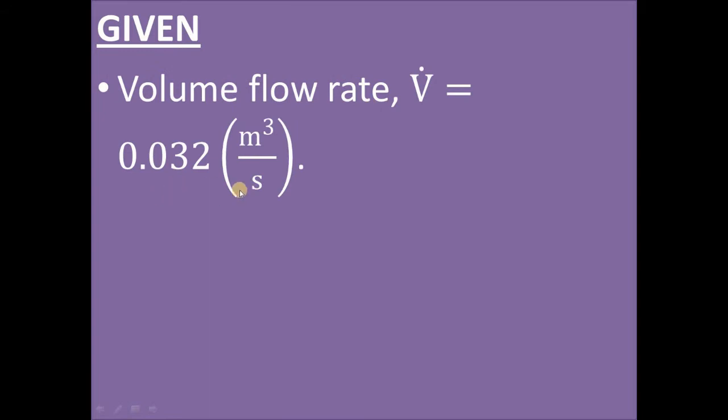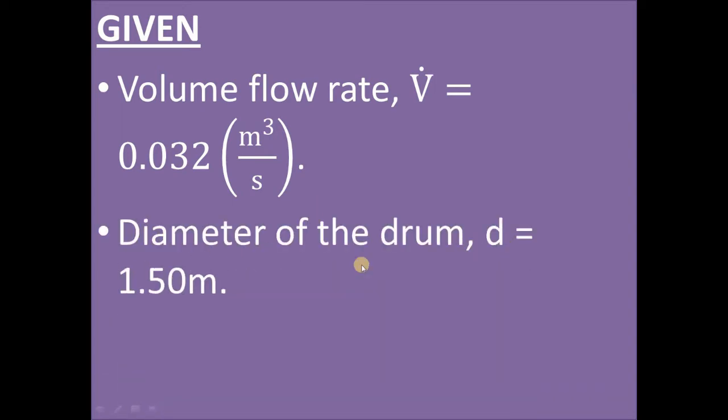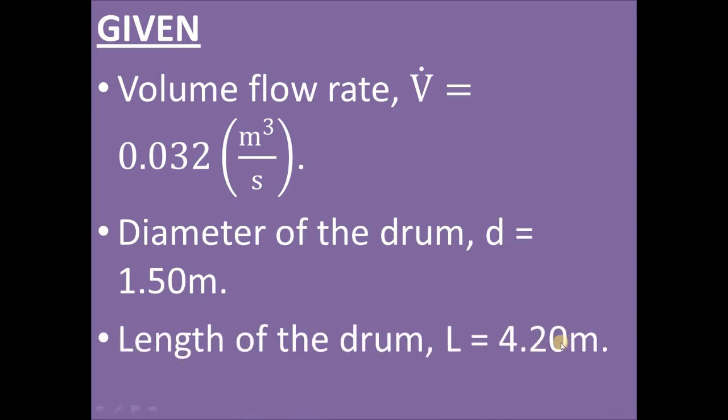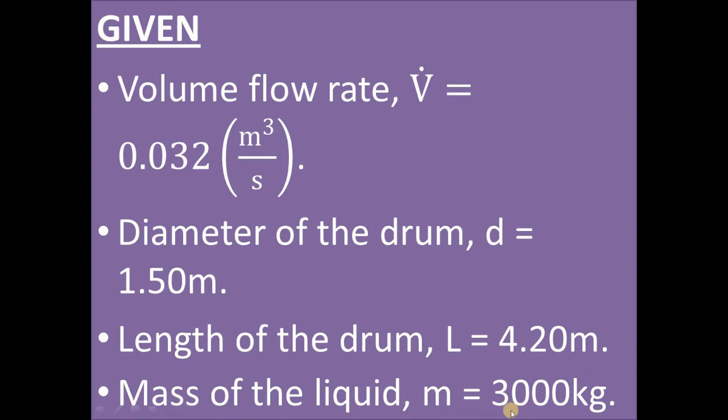Now I will illustrate the given conditions. First, the volume flow rate is 0.032 meter cube per second, which is taken as V dot. The diameter of the drum is 1.50 meter, which is taken as D. The length of the drum is 4.20 meter, which is taken as L. And the mass of the liquid is 3000 kg, which is taken as M. By using these four data, we are going to find the values of density of the liquid and mass flow rate of the liquid handled by the pump.